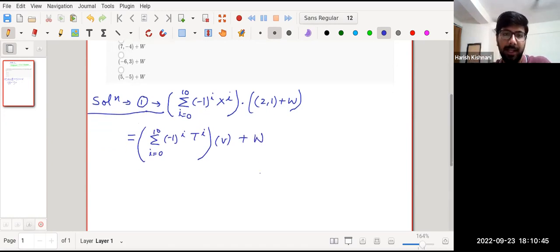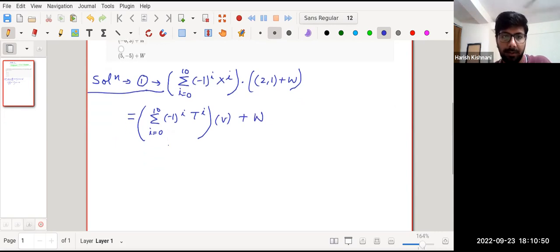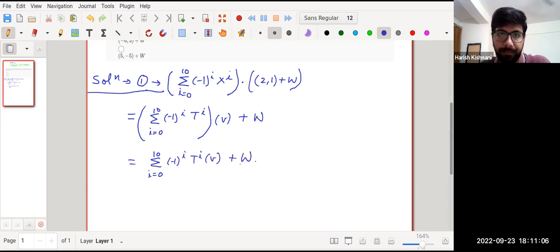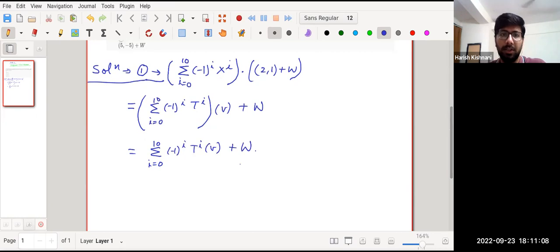Now, as it is just the sum of linear operators, you can take the v inside. So that will be summation i equal to 0 to 10 of (-1)^i T^i (v) plus W. Okay, till now I think it's clear.